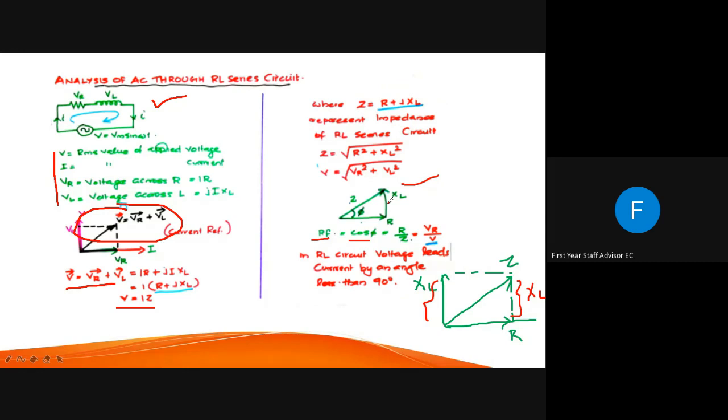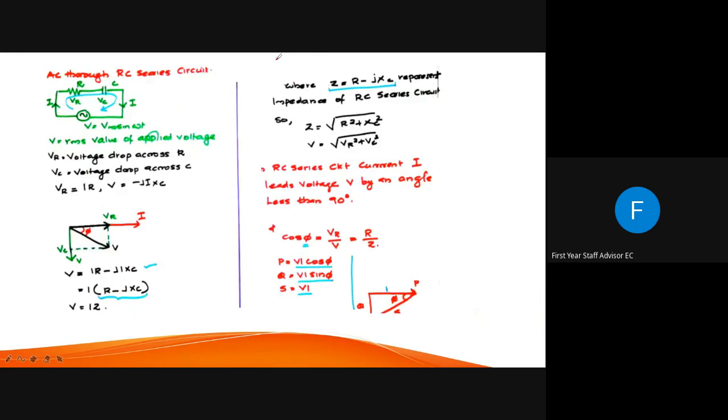Okay, we will discuss the next one: analysis of AC through an RC series circuit. Both are the same. First, you have to draw the circuit diagram. What is the difference between the previous circuit diagram and this circuit diagram?